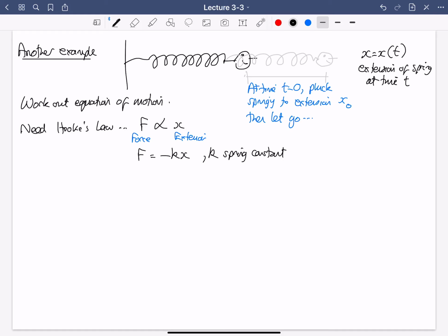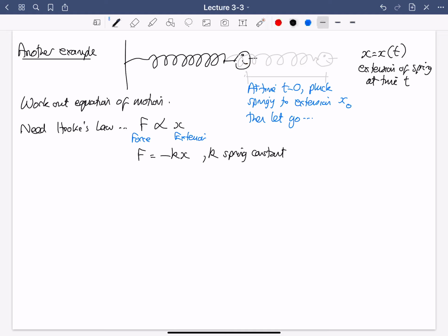I've put minus because extension is measured positively in this direction, but of course the force is acting backwards, in the opposite direction. So you want a negative force. The force is minus kx, and k is a spring constant here. That depends on how strong your spring is. So a really good spring will have a really high constant k, a big spring constant. But force is just proportional to extension, at least when you're vibrating the spring within a normal range.